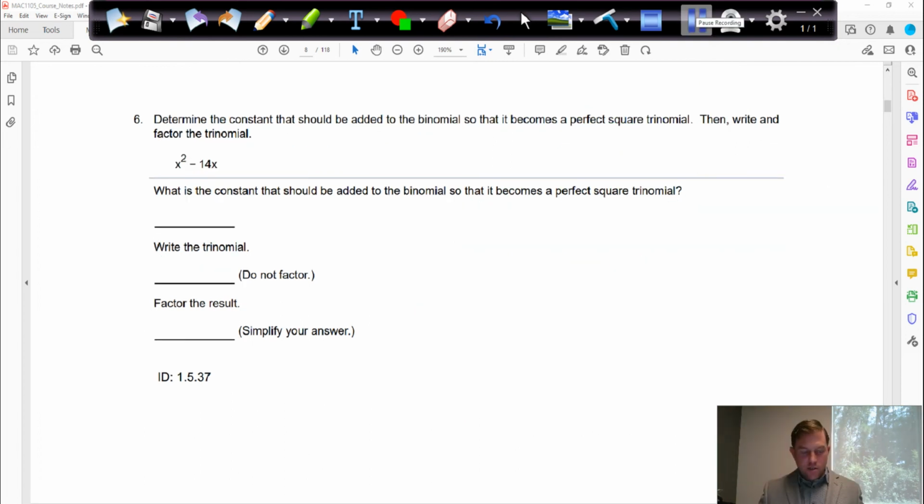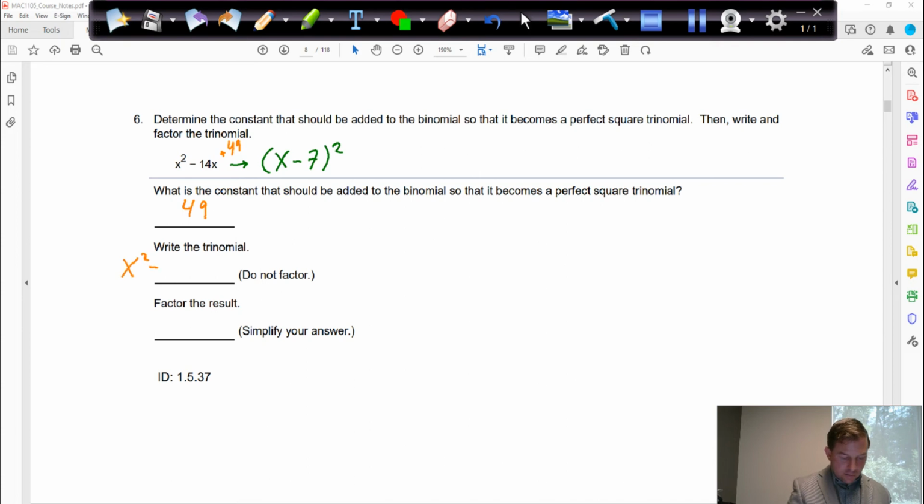Okay, so problem 6, if we use that pattern we just established, it should be pretty simple. So I want to form this into a parentheses where I take x, half of that number, so minus 7, I square it, but then I'm going to pick up this number squared. So this one is going to be different than this one. It's going to have an extra 49 on it, which is minus 7 squared. So I have to add 49. The trinomial becomes x squared minus 14x plus 49. And that factors perfectly into x minus 7 squared.